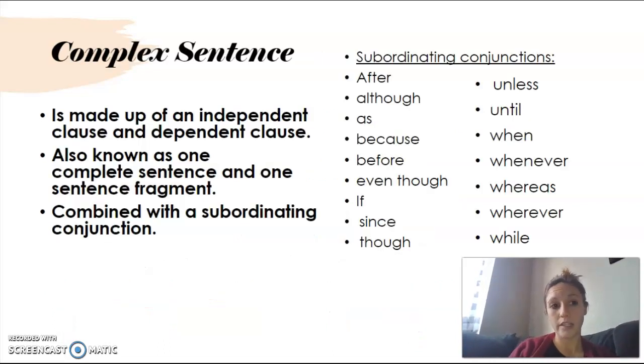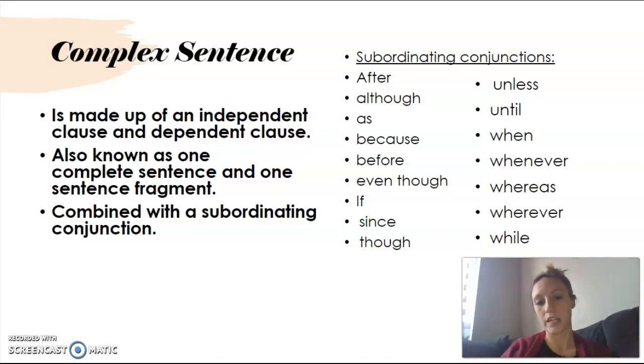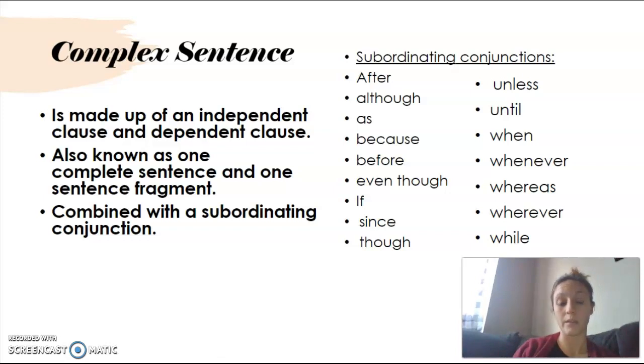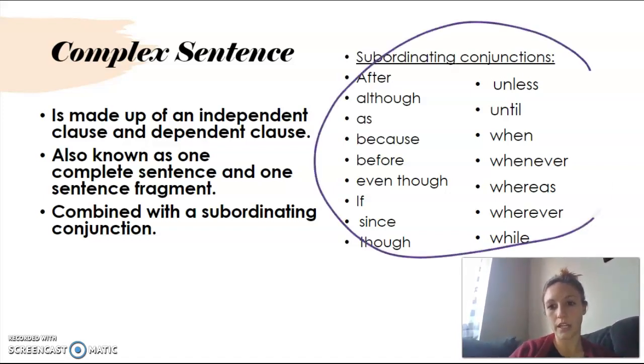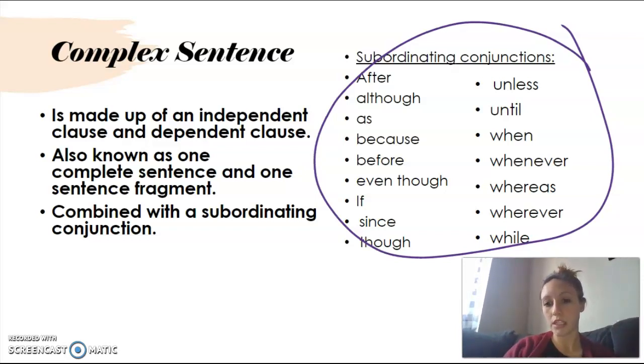All right, a complex sentence is obviously a little bit more complex, and this is made up of an independent clause and a dependent clause. So this is made up of a complete sentence and a sentence fragment, okay? And these are combined with subordinating conjunctions. Here's a list of subordinating conjunctions, okay? However, these can occur in the beginning of a sentence or clause, or in the middle connecting the two.